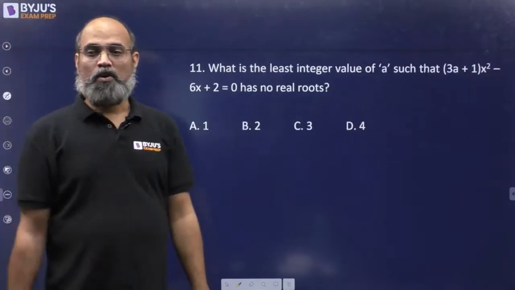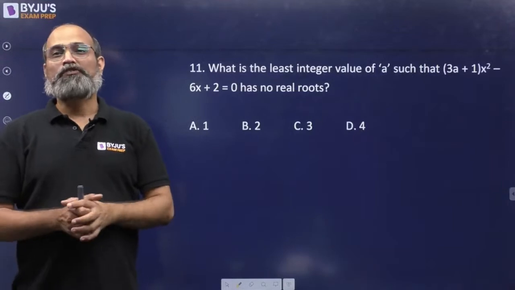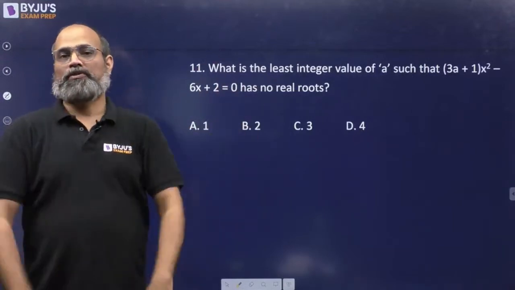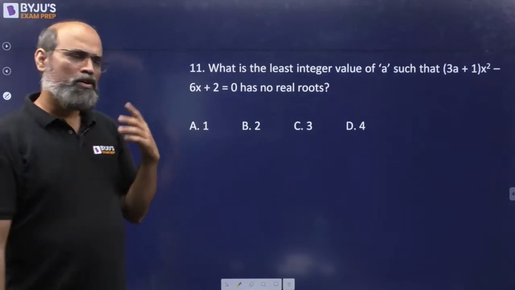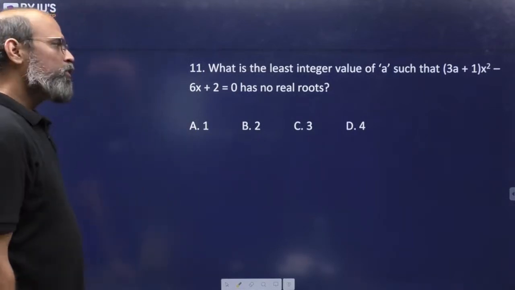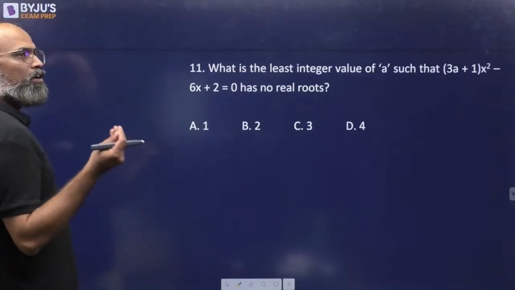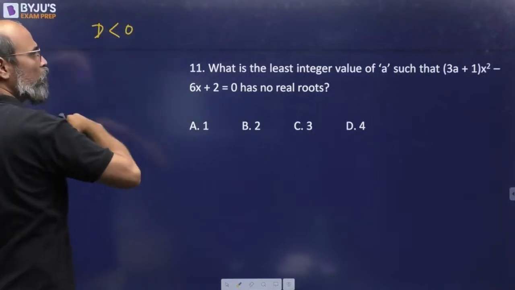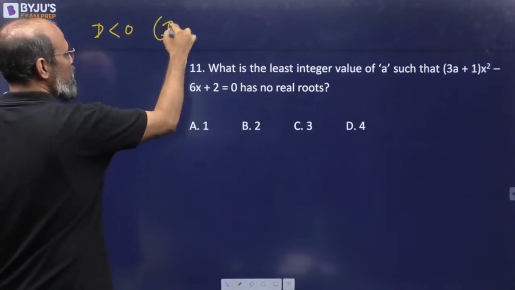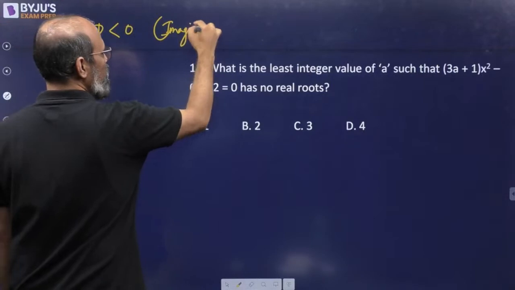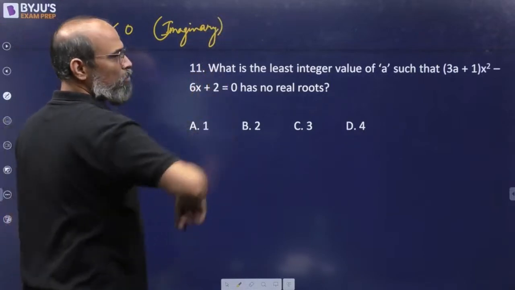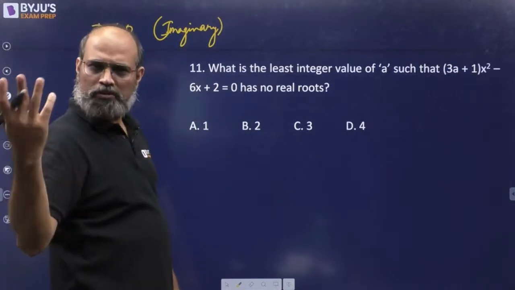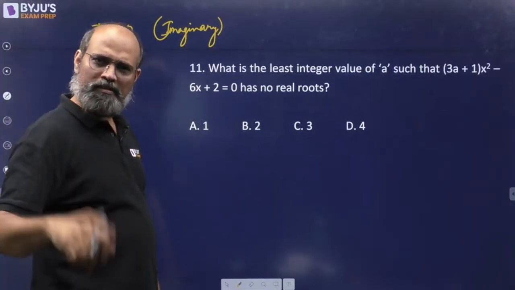Next. What is the least integer value of A such that the given quadratic has no real roots? Just now we saw, when do we get non-real roots? You get non-real roots when the discriminant is less than 0. Non-real means another way of saying imaginary. What is not real is imaginary. Like in life, what you see around that is not reality, like a ghost, that is imaginary.